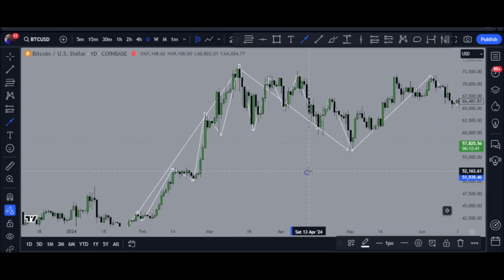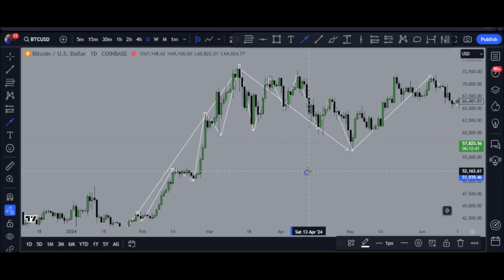Now let's look at the patterns. Let me clear this up, guys. So this is called object tree. This is TradingView. I'll teach you how TradingView is used in the easiest and most efficient way. I'll make a video on top of it as well. So this is the easiest way to remove all the arrows. You can see on the other side over here, the arrows are going to vanish.